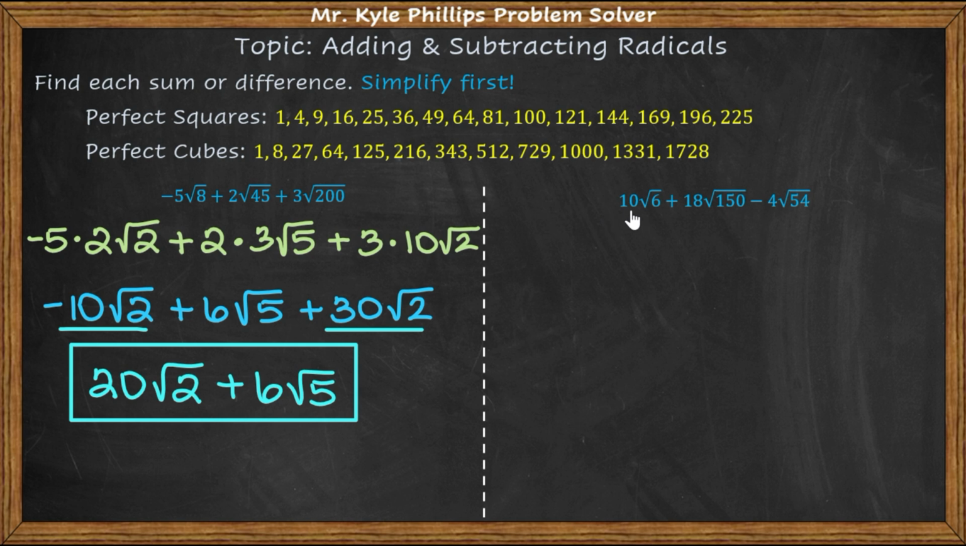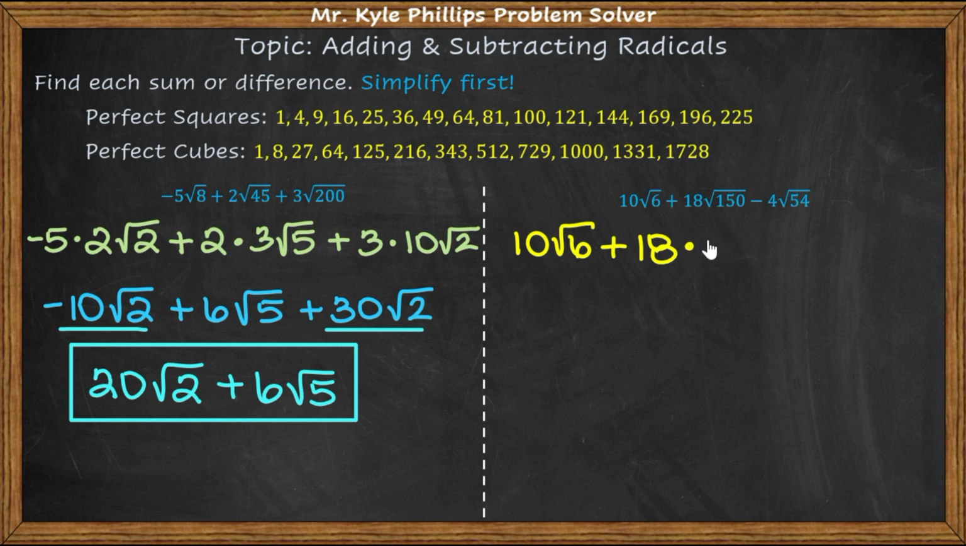So here, 10 root 6, is there a perfect square that can divide into 6? And there's not, so this will not simplify. So this is going to stay 10 root 6 plus 18 times, all right, what's the largest perfect square that can go into 150? And that's going to be 25.